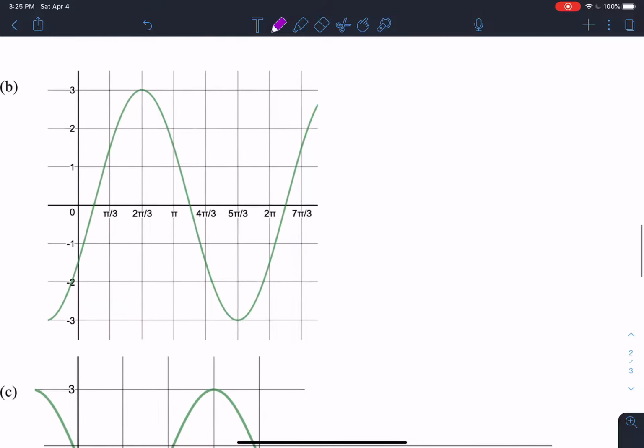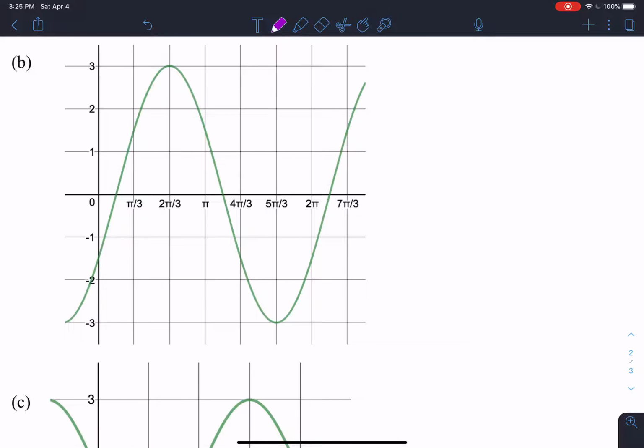All right, the next one. So my lowest point is negative 3, and my highest point is 3, okay? So that tells me that my axis is right here at 0, so there's actually no vertical shift with this one. All right, my amplitude is going to be 3, so I'm going up to positive 3, down to negative 3. What else can we find?